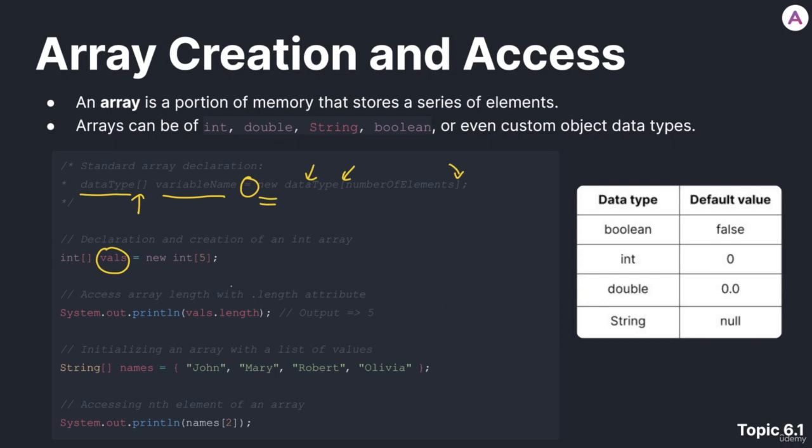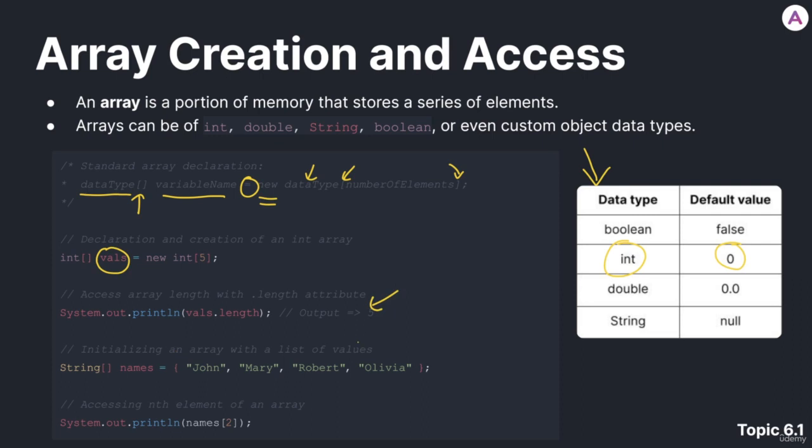Now, it's important to note that these five elements have not been initialized. So they're given the default value, and we can refer to this chart again to see what the default value of an int is, which is zero. So there's five elements, all that have the value zero in vals.